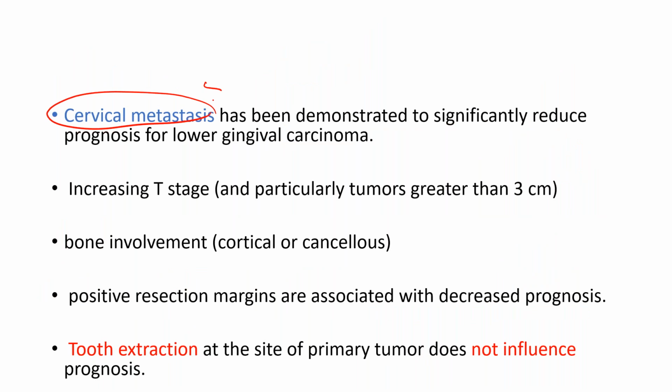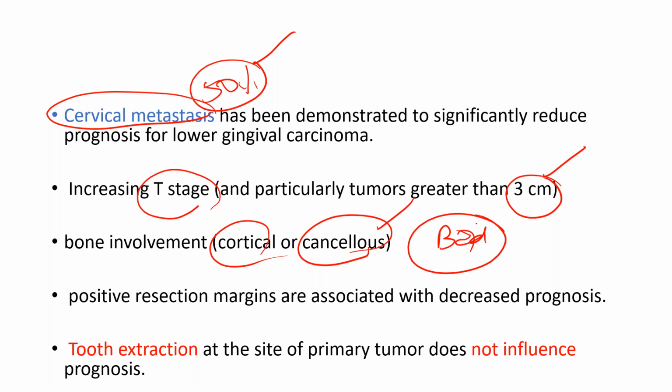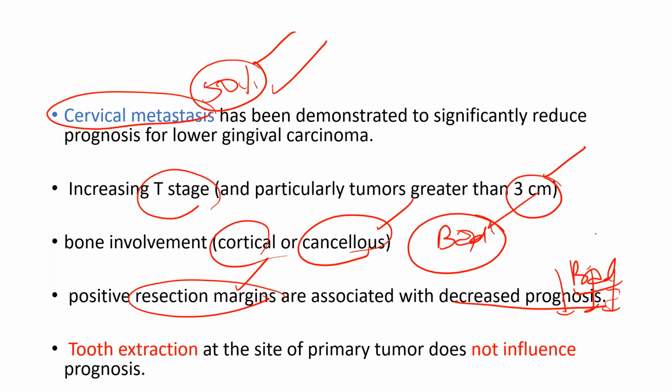Cervical metastasis, I told you, decreases the prognosis by 50%. Increasing T stage, particularly greater than 3 centimeters, cortical bone involvement, cancellous bone involvement, cervical nodes, and positive resection margins all have a decreased prognosis. That is bad prognosis.